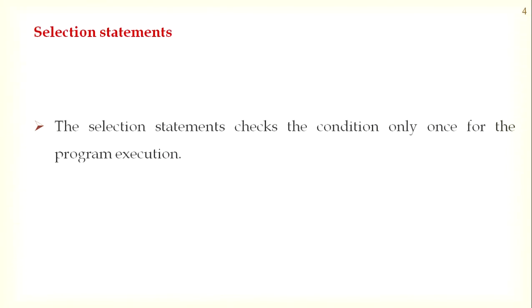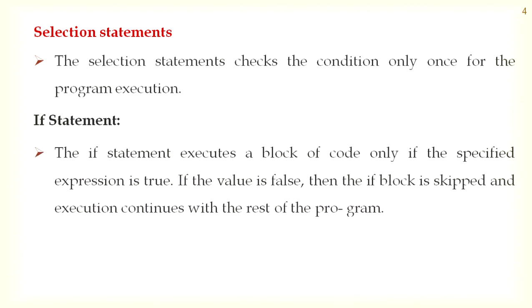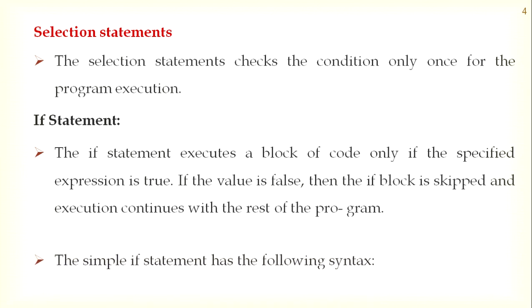Selection statement. The selection statements check the condition only once for the program execution. If statement. The if statement executes a block of code only if the specified expression is true. If the value is false, then the if block is skipped and execution continues with the rest of the program.